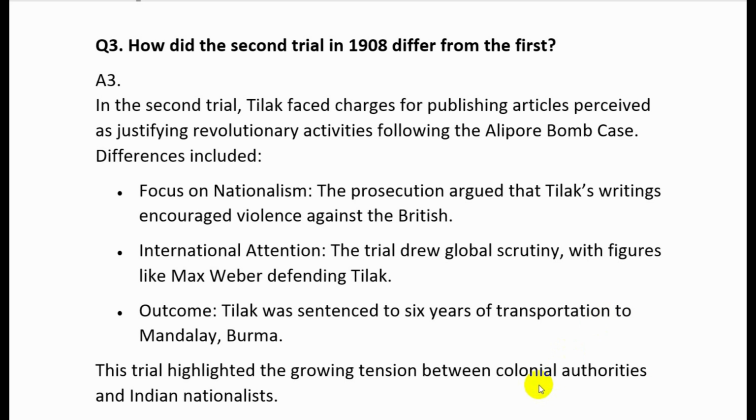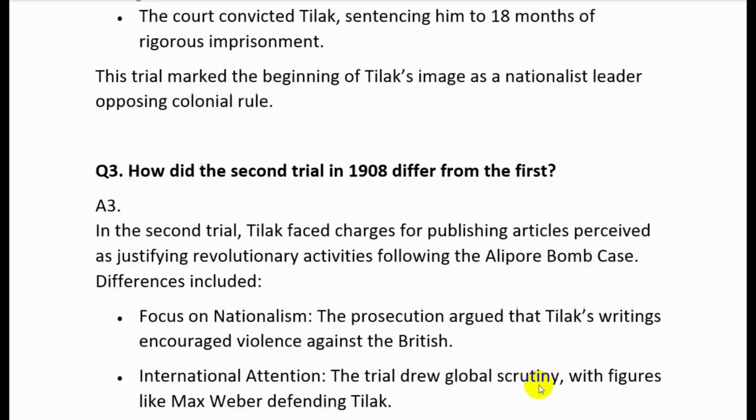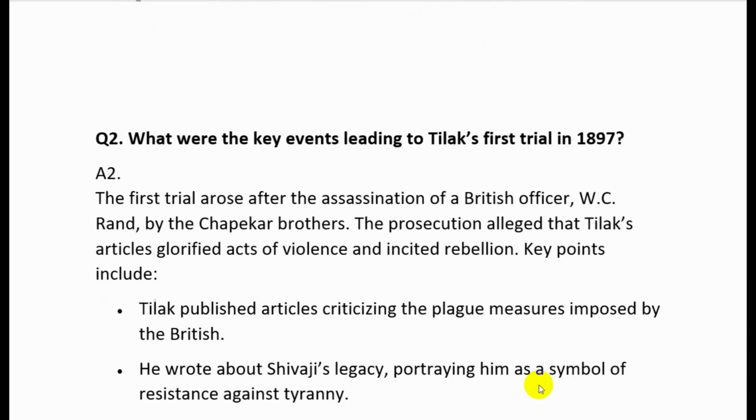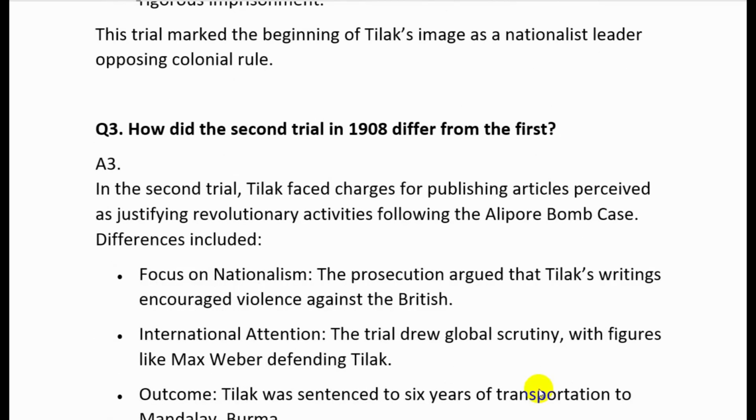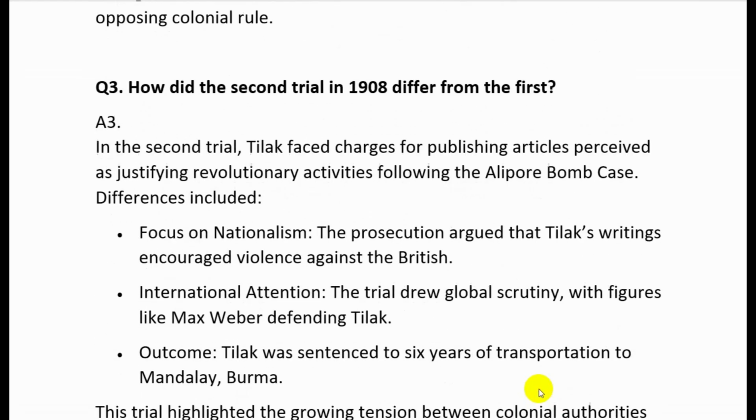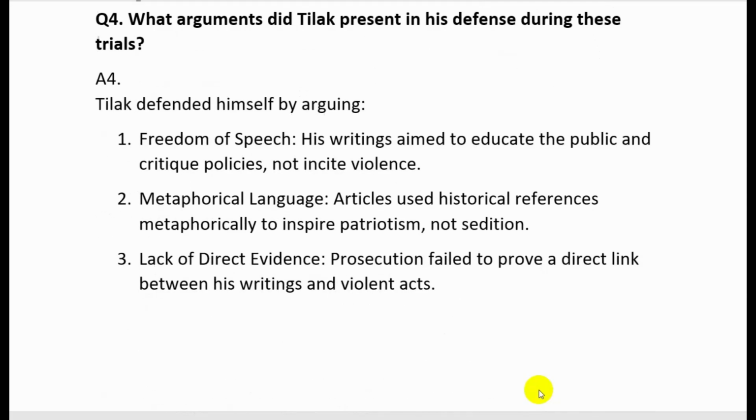So there were two different years in which Bal Gangadhar Tilak's trial had happened and he was convicted. First one was in 1897 and the second was in 1908. What arguments did Tilak present in his defense during these trials?